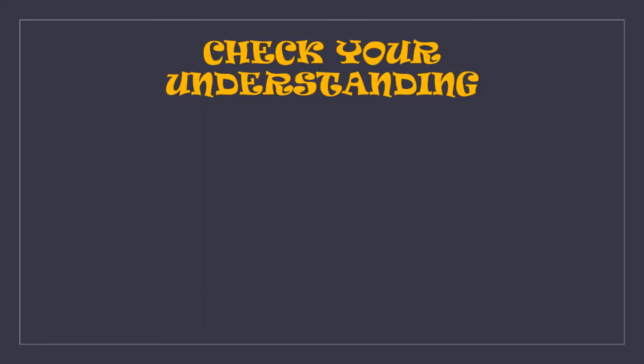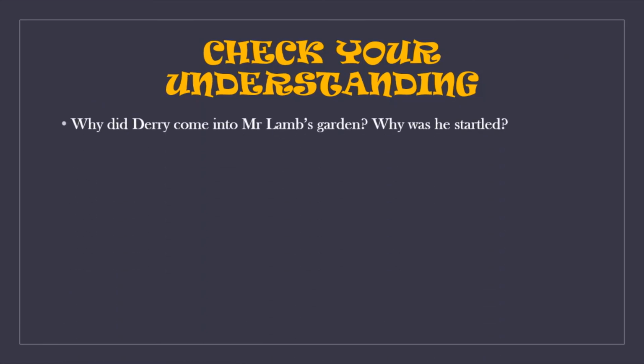Let's check our understanding with these questions. The very first one is, why did Derry come into Mr. Lamb's garden? And why was he startled? What made him get surprised? Why does Mr. Lamb leave his garden gate always open?